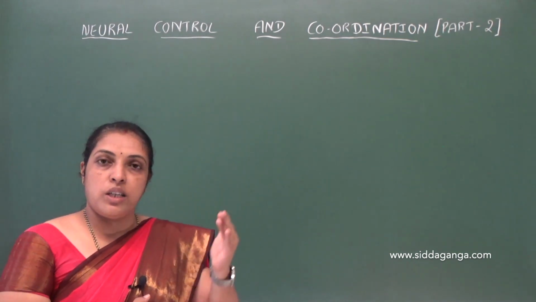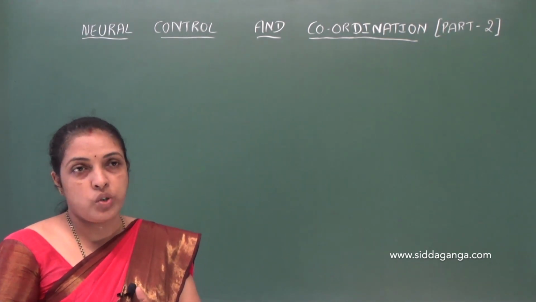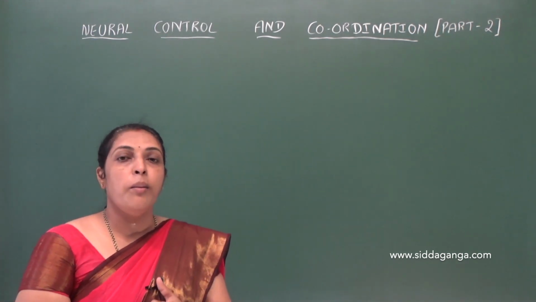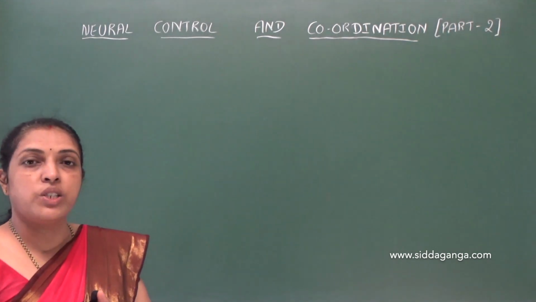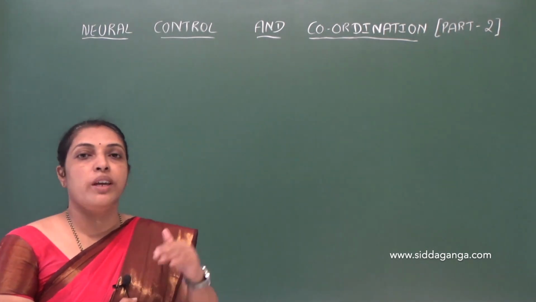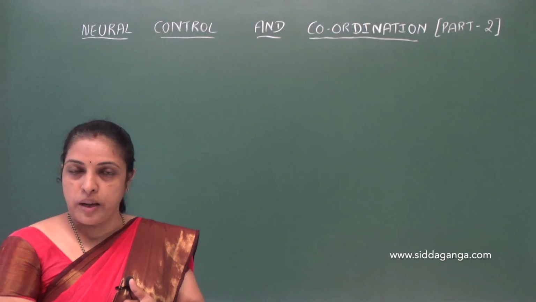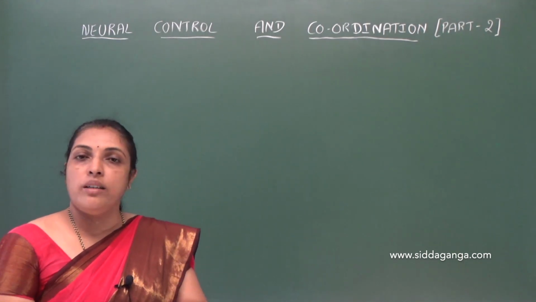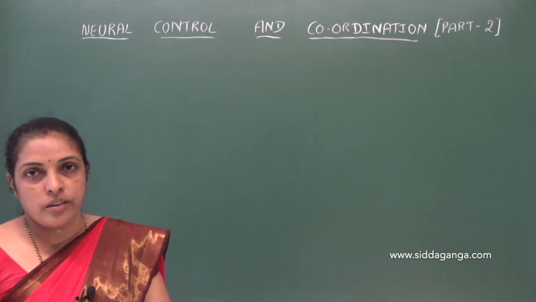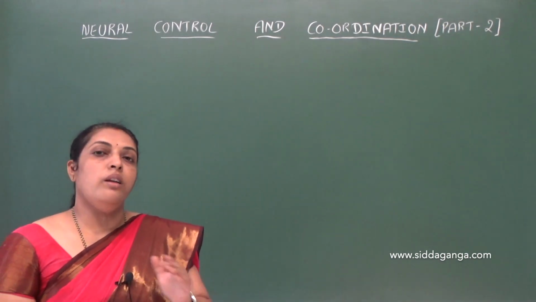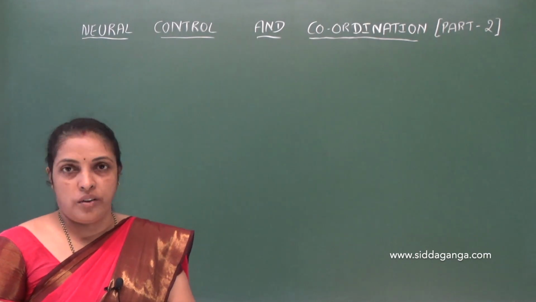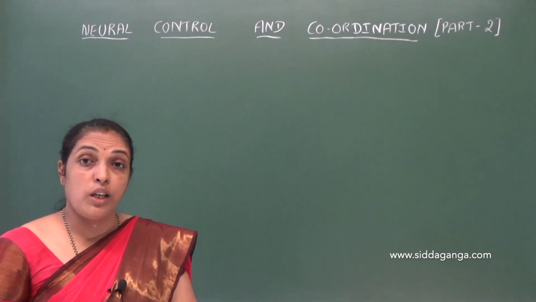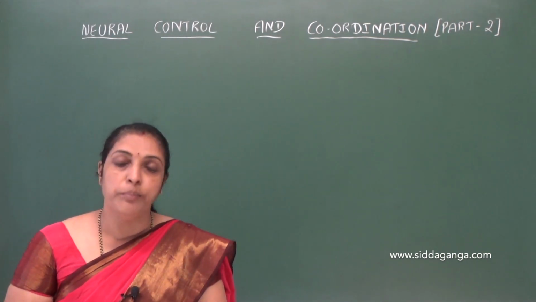Then we discussed the classification of the human neural system. It is divided into the central nervous system and the peripheral nervous system. The central nervous system is again divided into brain and spinal cord. The peripheral nervous system is divided into the somatic nervous system and the autonomic nervous system. The somatic nervous system controls voluntary functions of our body, whereas the autonomic nervous system controls involuntary functions of our body.